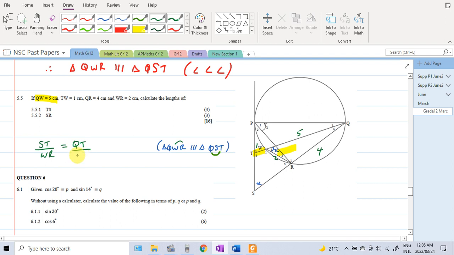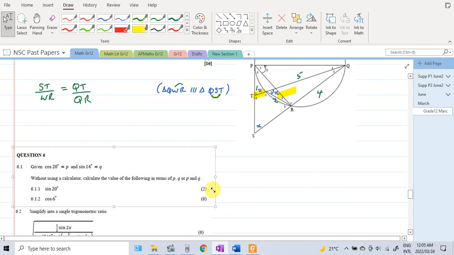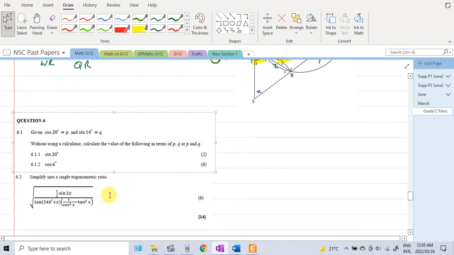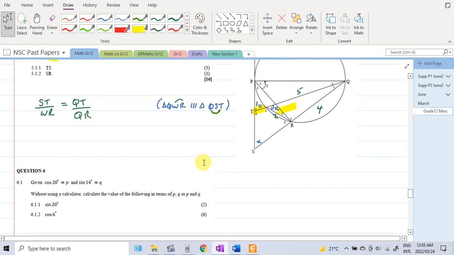QR, yes we do. So basically we have all this information over here. I just move the trig lower down. So remember, we want to find TS. Now ST is unknown, right? So ST is equal to QT.